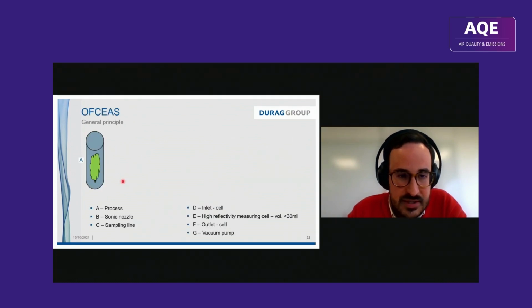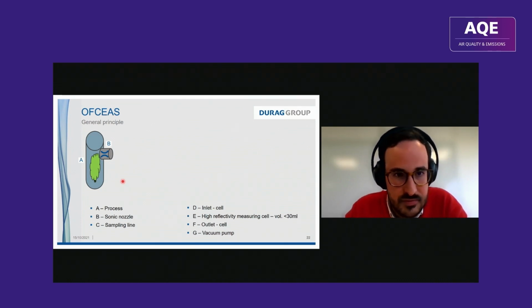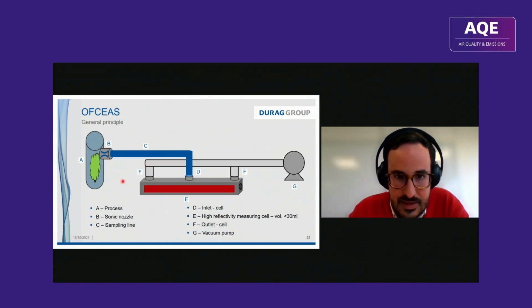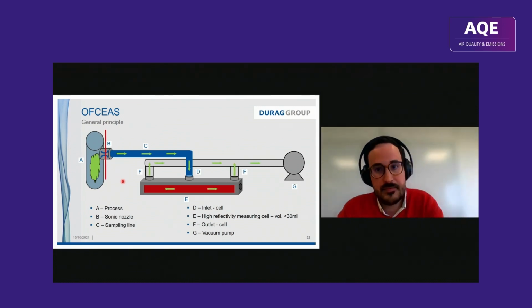So basically, imagine you have your stack with your gas inside. Then inside the stack, we will apply an inlet filter and a sonic nozzle. So it's a critical orifice of 50 to 200 micron. Then we will have our sampling line, which in most cases will be heated. The sampling line will go up to the inlet of the measuring cell, which is also heated. And then the exhaust will go up to the vacuum pump. The gas is going through the sonic nozzle up to the measuring cell, and then up to the vacuum pump.